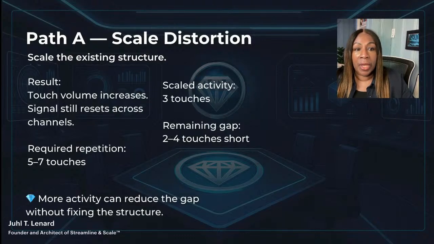So the result is the touch volume increased. The signal still resets across platforms. Your scaled activity gives you 3 touches, which is more than before, but you still have a gap of 2 to 4 touches per prospect that's not filled. So more activity can reduce the gap without fixing the structure.